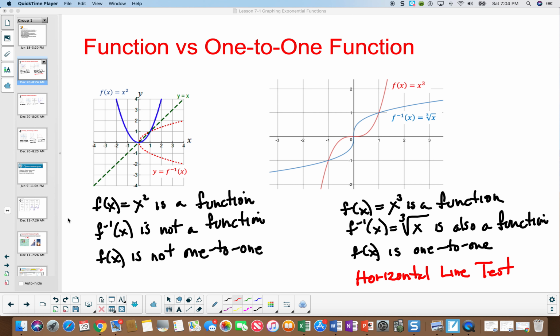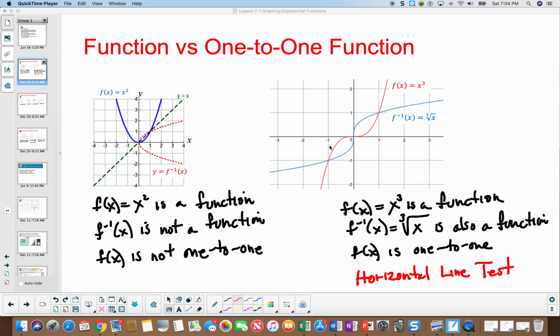Warm-up for lesson 7-1, function versus one-to-one function. In our first example, we have a function, but its inverse is not a function. Remember that the horizontal line test on f of x will indicate whether the inverse is a function. Now let's take a look at f of x equal to x to the third power.